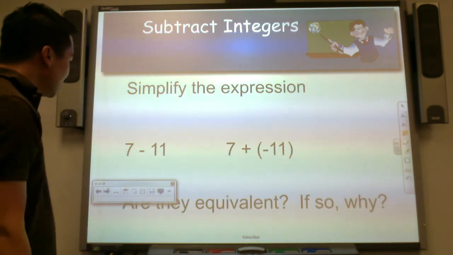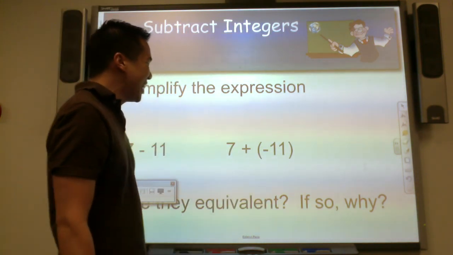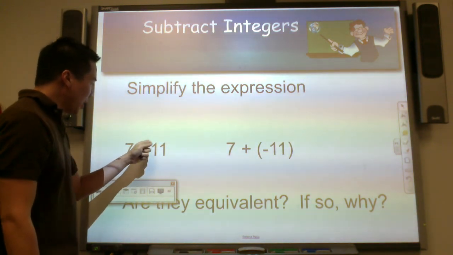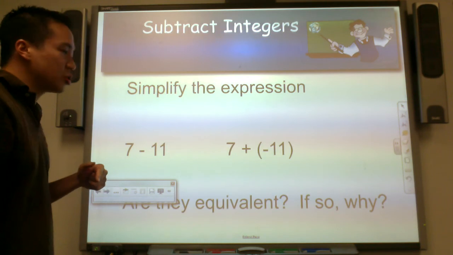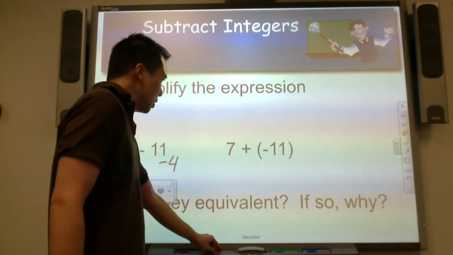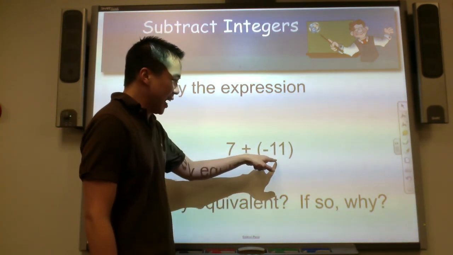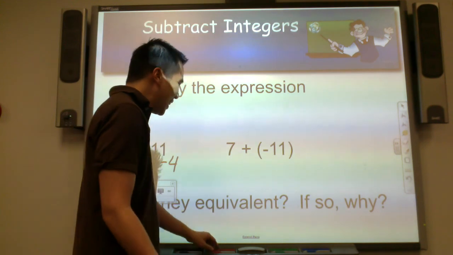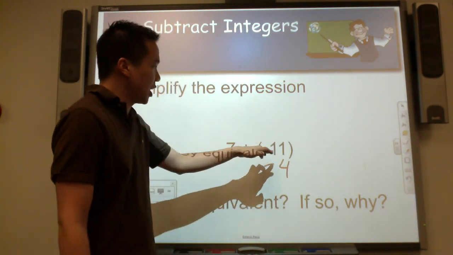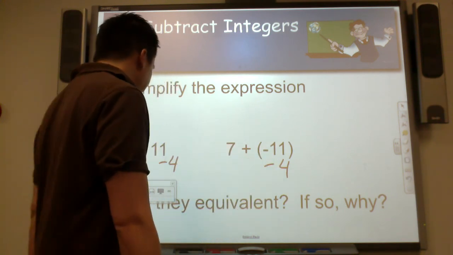So an example. Is 7 minus 11 equivalent to 7 plus negative 11? So you have $7. You take away $11. You're probably going to owe somebody money. You're probably going to owe them $4. Let's look at this one. You have 7 positive. You have 11 negatives. You have more negatives by 4. Or as a soccer coach, you have 7 good players. You put together 11 bad players. You have a team of bad players by 4.